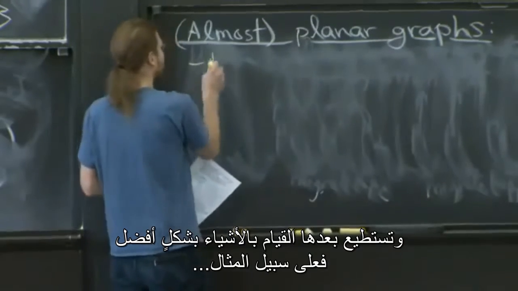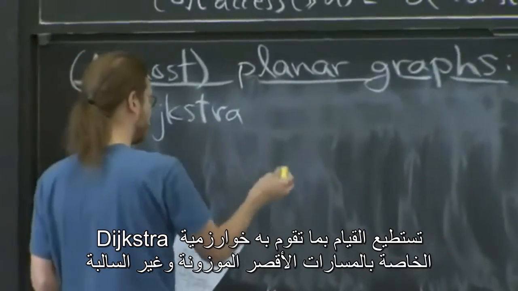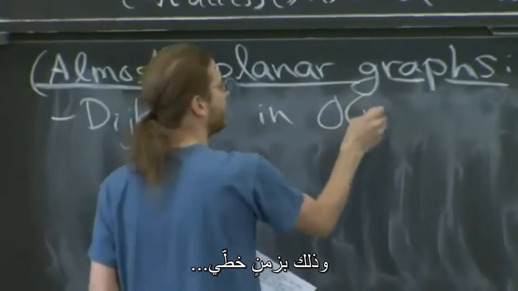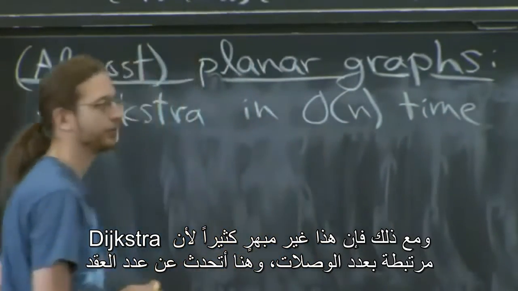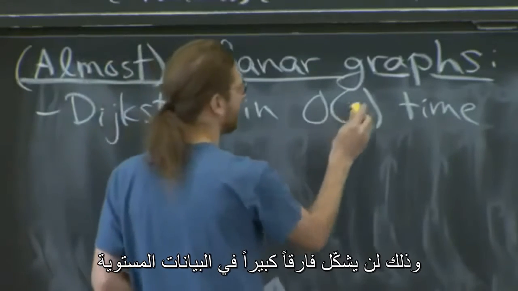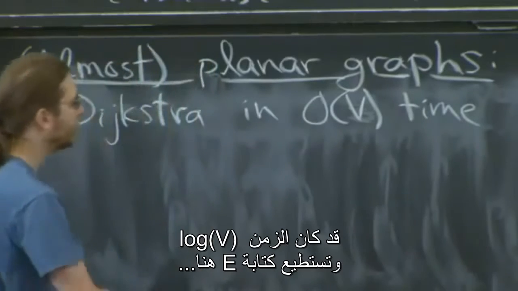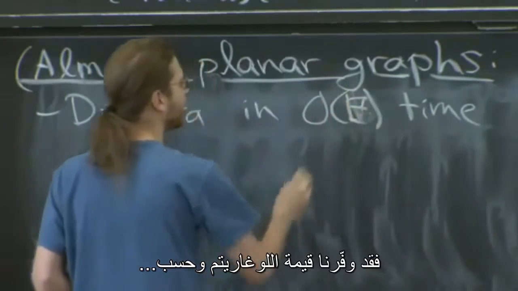For example, you can do the equivalent of Dijkstra's algorithm, so non-negative weight shortest paths, in linear time. That's not so impressive because Dijkstra's is like number of edges. So here I mean number of vertices. It doesn't really matter with planar graphs. We had E log V. You can write E here. It's only a log savings.